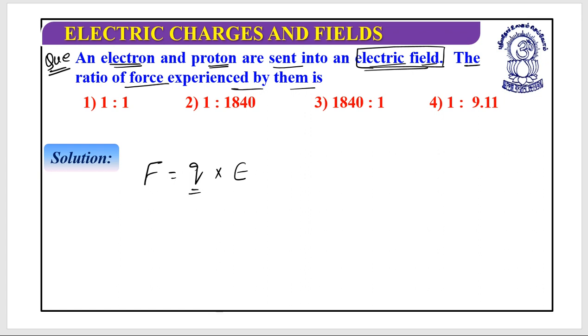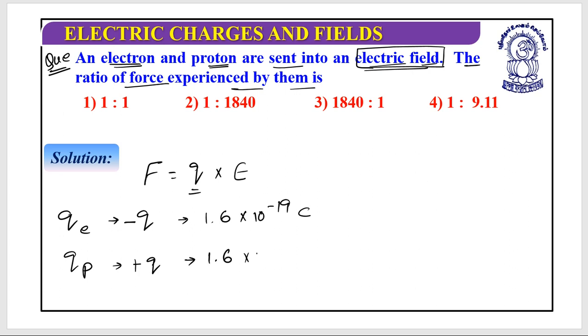Now what about the charges? Let's denote the charge of an electron as Q. By the way, what is it? Yes, you are right, it is 1.6 into 10 to the power minus 19 coulomb. The charge of a proton is plus Q; if I consider the electron, it is minus Q. Magnitude-wise, it would be the same, 1.6 into 10 to the power minus 19 coulomb.